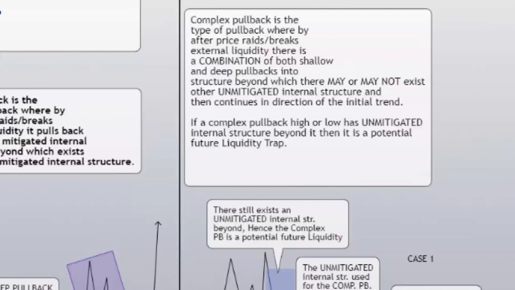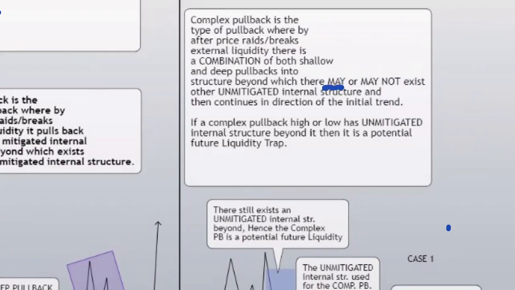Therefore, if this is our former major liquidity, now the low of this deep pullback is the new major liquidity. So a deep pullback clears by mitigating every unmitigated internal structure within a major structure range, thereby establishing a new major structure. Now let's look at complex pullback. What, therefore, is a complex pullback? A complex pullback is the type of pullback whereby after price raids or breaks external liquidity, there is a combination of both shallow and deep pullbacks into structure. Because it combines both, we will have two types of complex pullback, beyond which there may or may not exist other unmitigated structure.